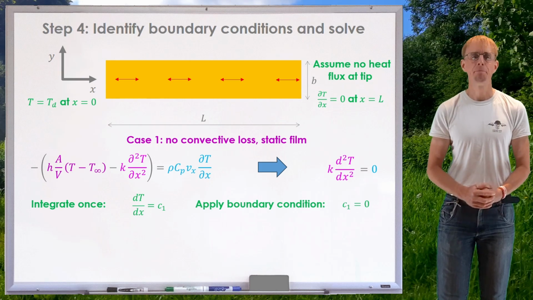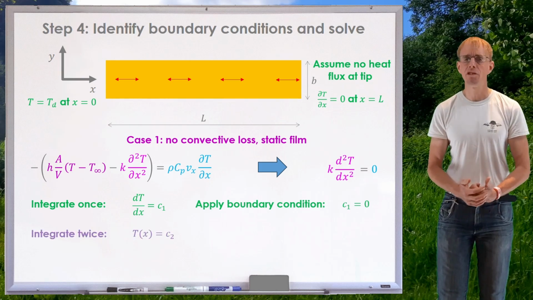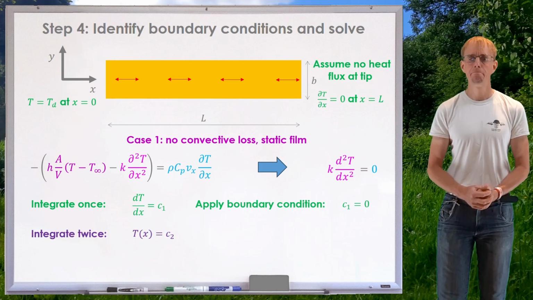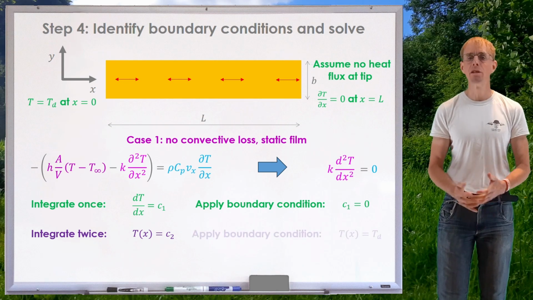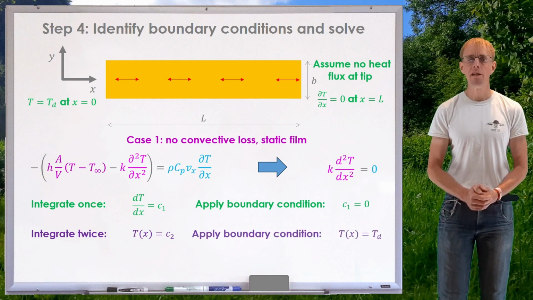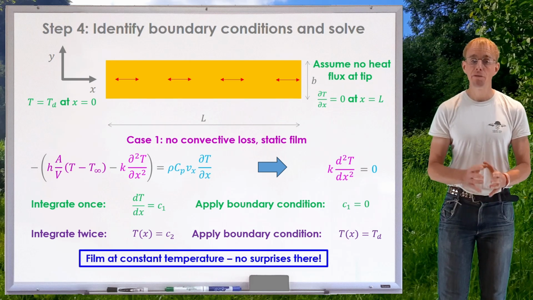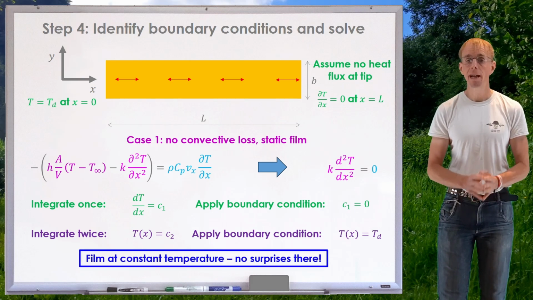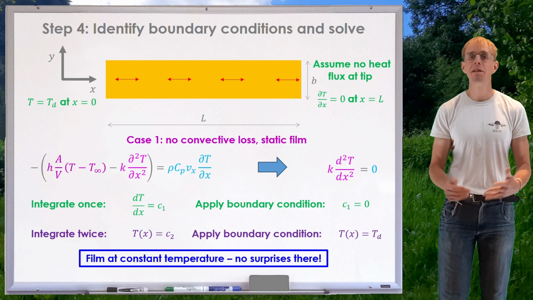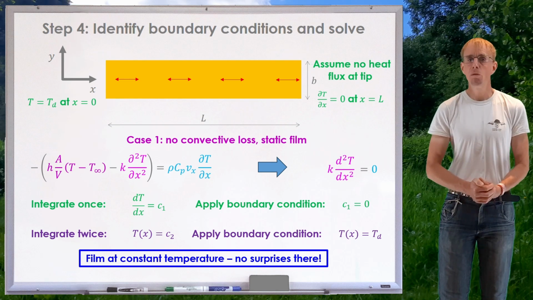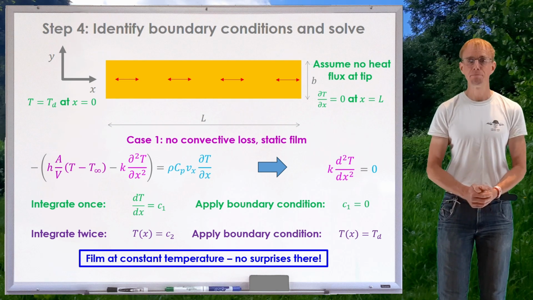Let's integrate again. This gives us T of x is a constant. All right, well at x equals 0 we know what the temperature is, Td. So our mental model is correct. The film is at a constant temperature. It's at the die temperature. There has been no opportunity for heat loss, so we wouldn't expect there to be a temperature gradient.